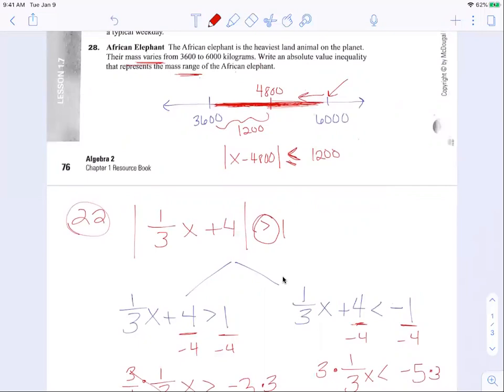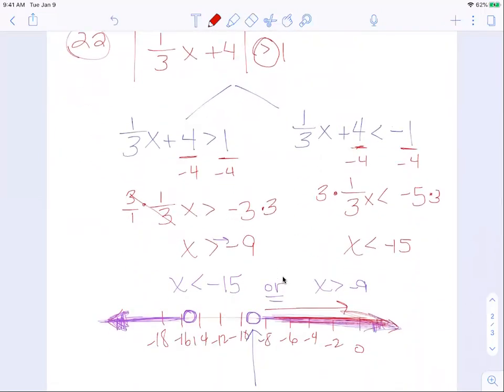So essentially, if you're shading in the middle, it's less than. If you're shading away, it's greater than. So greater than represents like the outside. Less than represents the middle.